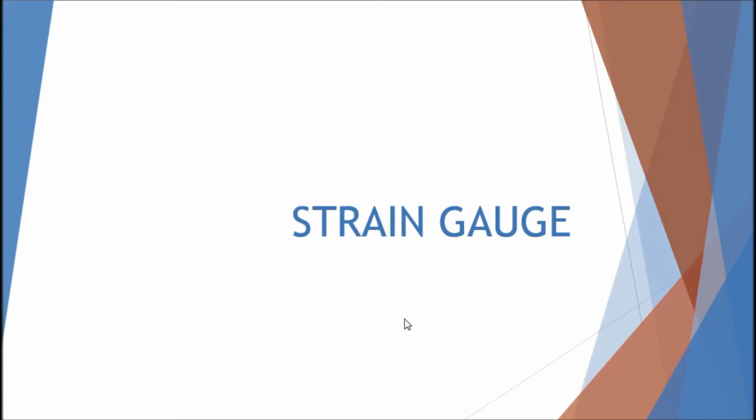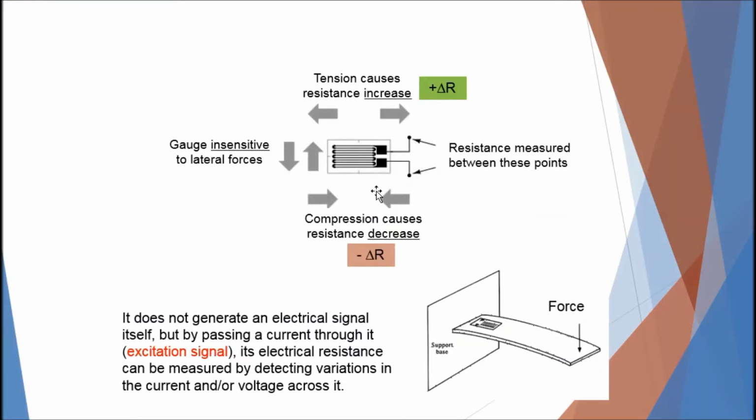So the first one is the strain gauge sensor, which is one of the active sensors. In your slide, you have seen that this is a strain gauge sensor. The sensor has its own default resistor, so let's call it R. And then if you apply tension, for example, you give this force in this direction to your sensor, the sensor will experience a tension. When it experiences tension, it will increase the resistance. So that's why you have the plus sign.